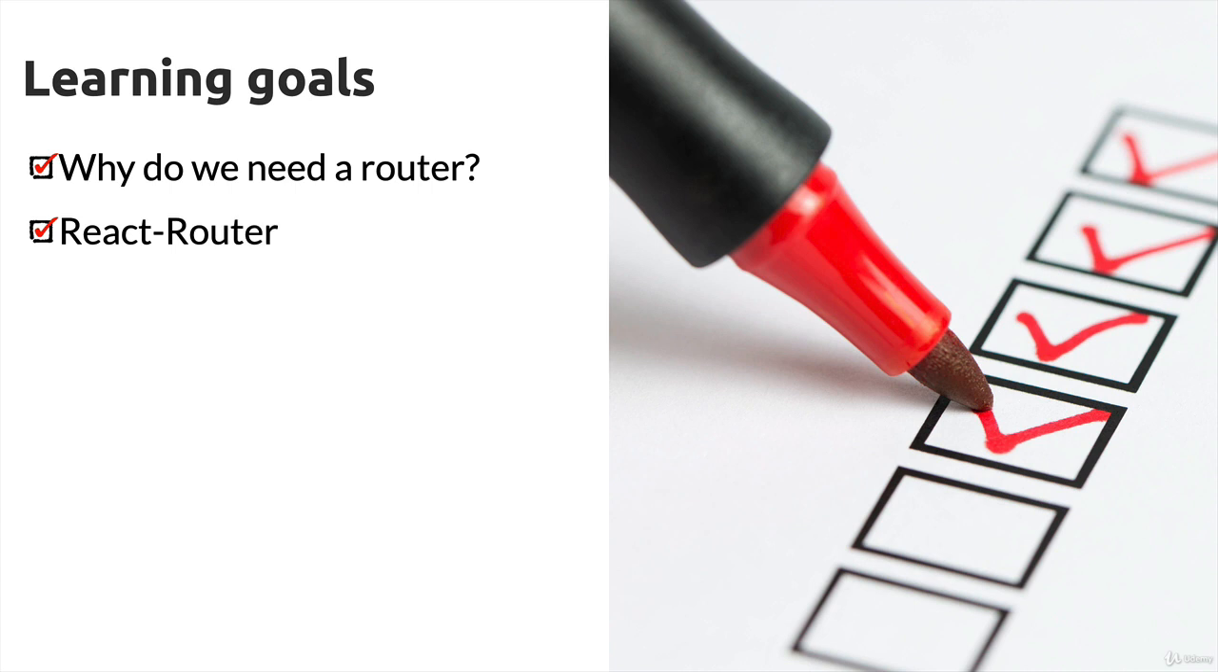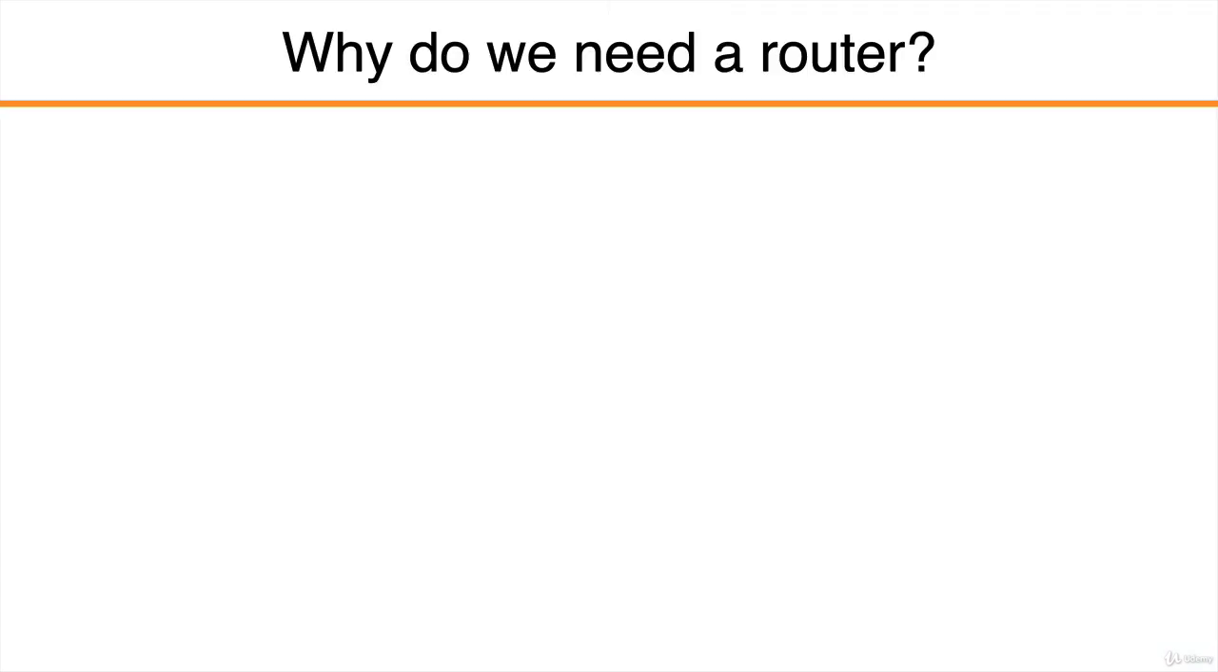We'll also take a look at the routing solution that we're going to add to our application, which is going to be React Router, and we're going to take a look at its API. We're also going to take a look at the history object, which React Router uses to keep track of our location. So why do we need a router then?